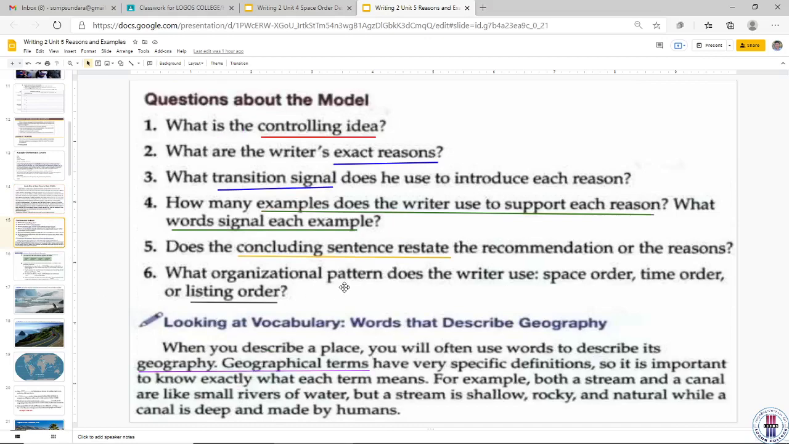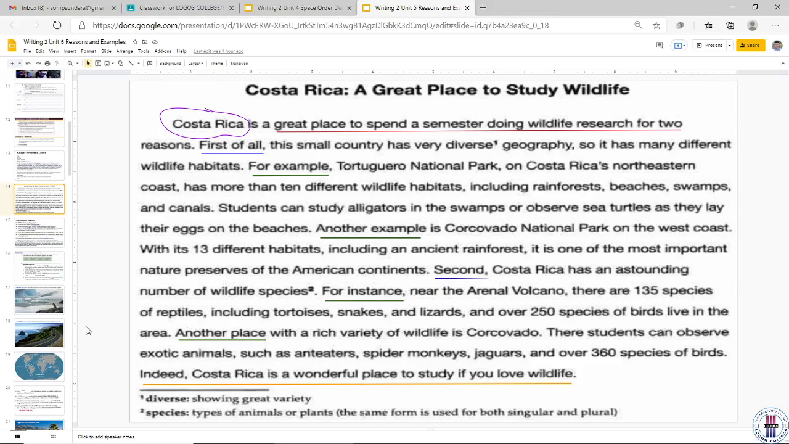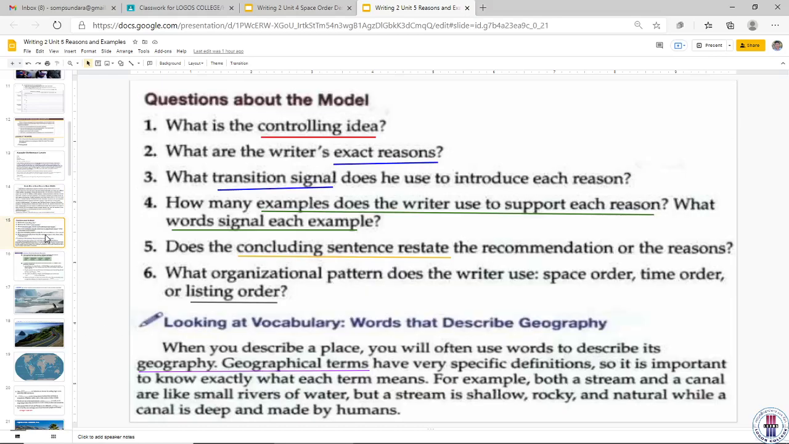And in what order, what pattern does the writer use? Space order, time order, or listing order? It's not space order because he doesn't say to the left, to the right, in the middle. It's not time order because he didn't say first, second, third, last. It's listing order because he just gives examples in any random order. It doesn't matter what's first, second, third, or last.